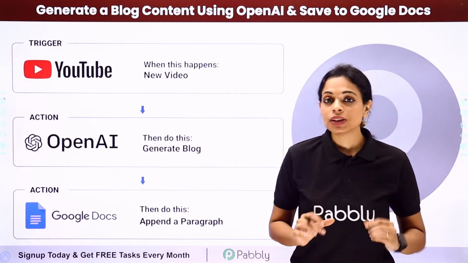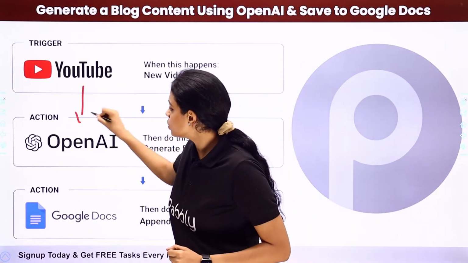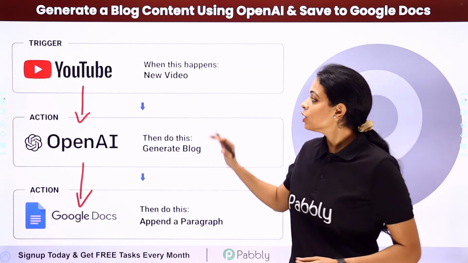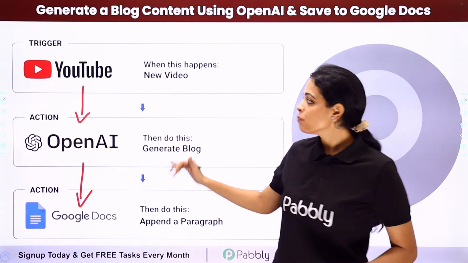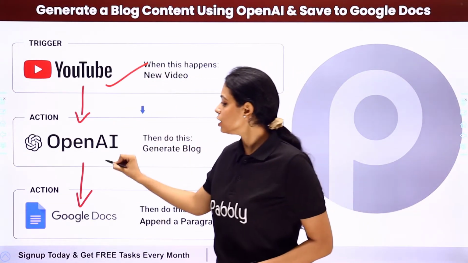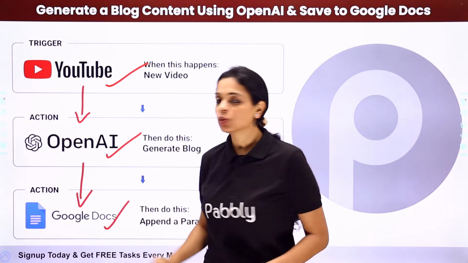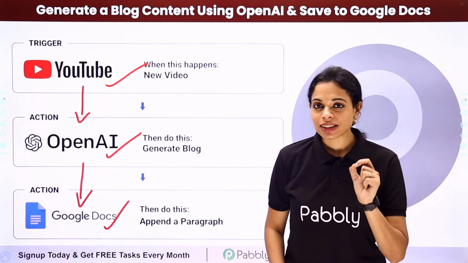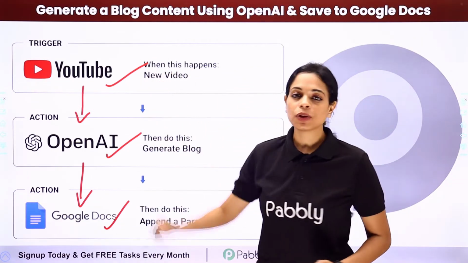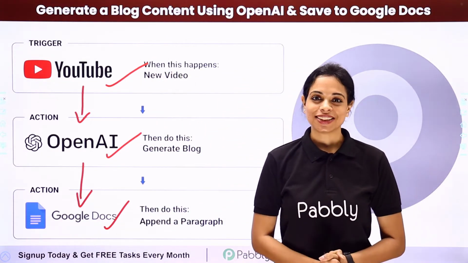Now how can you do this? Here you will have to integrate these three applications, and the same can be done using Pabbly Connect software. This one-time setup can be done by making sure that your trigger application is YouTube, and your action applications are OpenAI and Google Docs. Now to understand how you can integrate and automate this entire process yourself, let me take you to my screen.